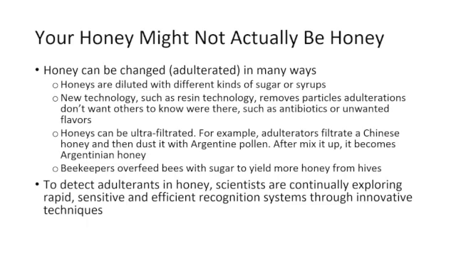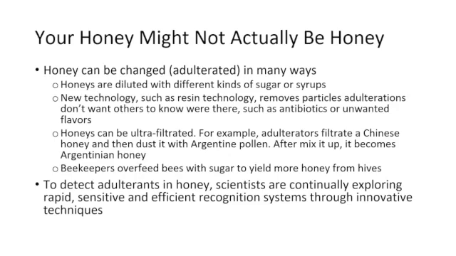Honey also can be ultrafiltered. For example, if you have honey coming from China, and then you dust it with Argentina pollens, voila, after mixing it up, it becomes Argentina honey. Also, beekeepers can overfeed bees with sugar to yield more honey from the hive, which is honey not from the natural environment.